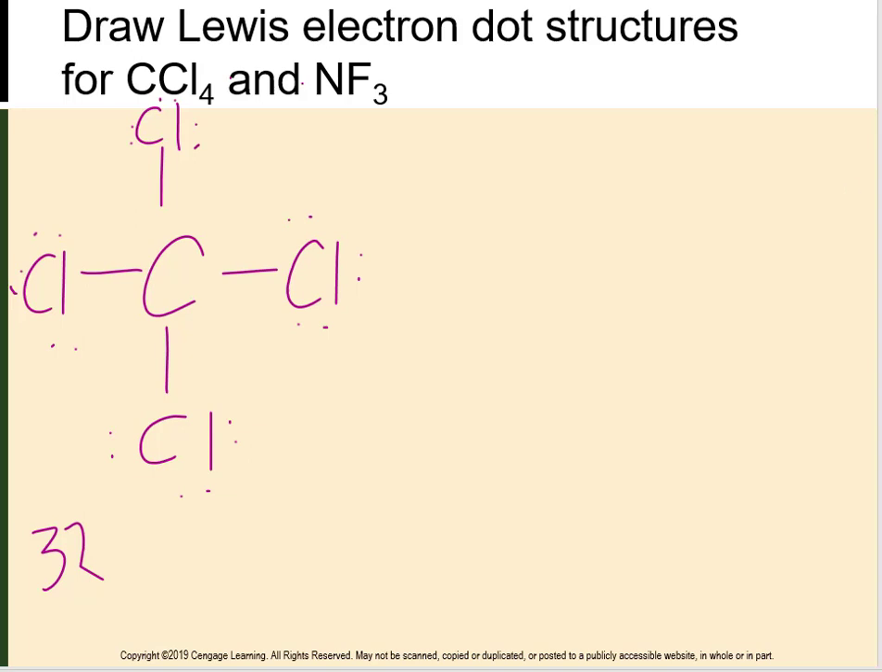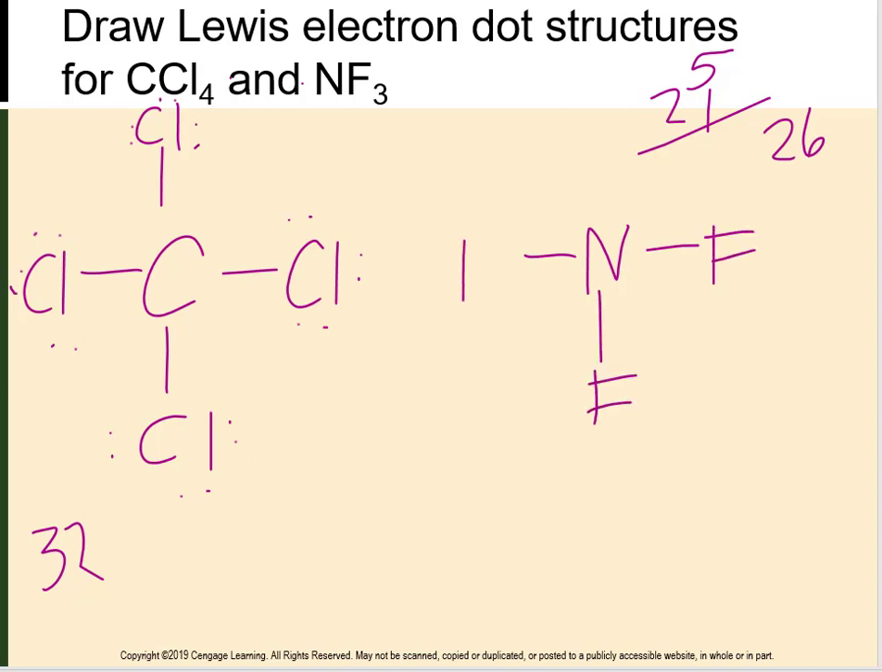And for the NF3, nitrogen we know is 5. Each fluorine is 7, 7, 14, 21 plus 5. So we need 26 to be accounted for. And let's see, we know that there's 3 bonds with F. Fluorine's going to want 7, 1, 2, 3, 4, 5, 6, plus the bond to nitrogen, so that's happy. This fluorine is now happy as it has 2, 4, 6, plus the bond to nitrogen, 8.